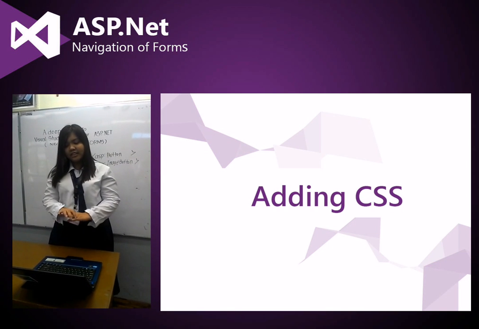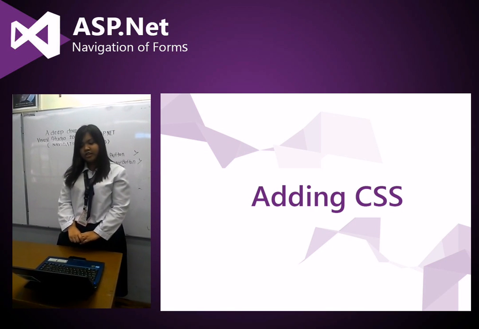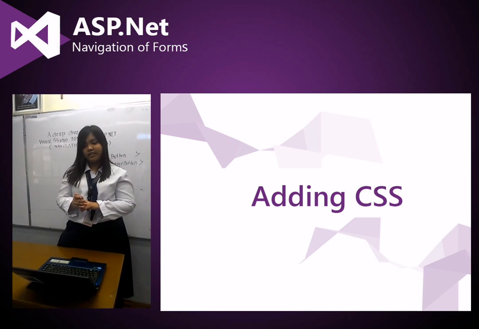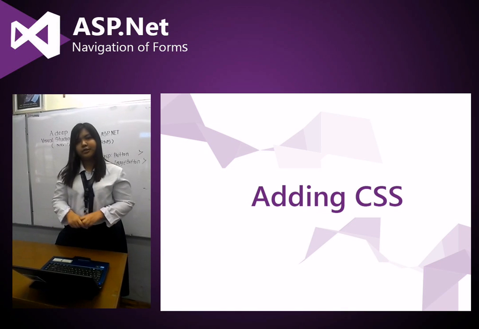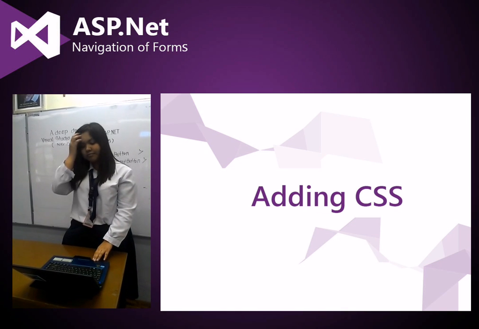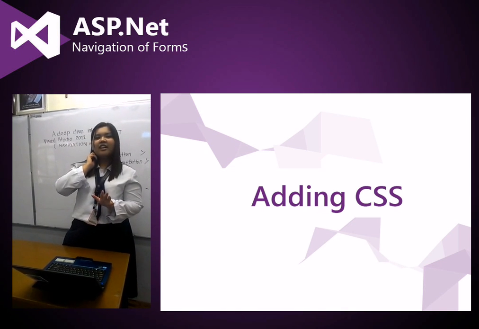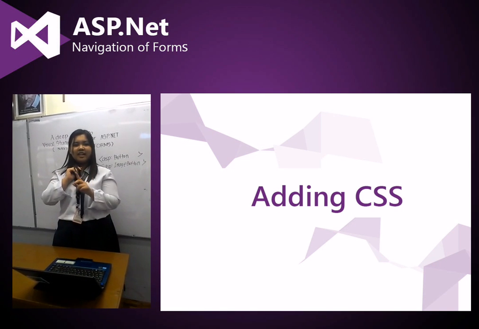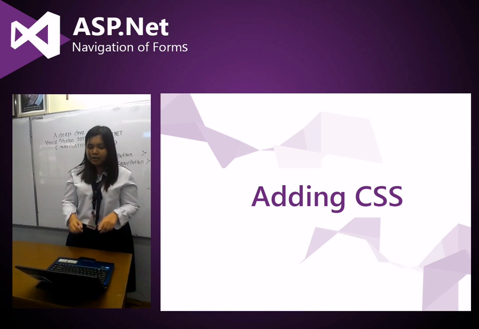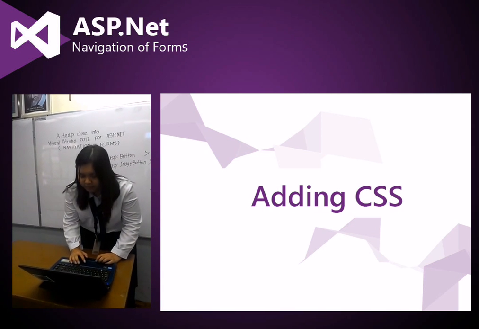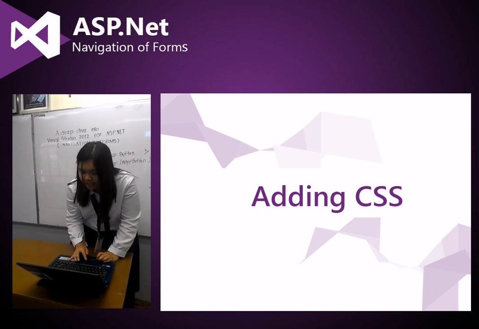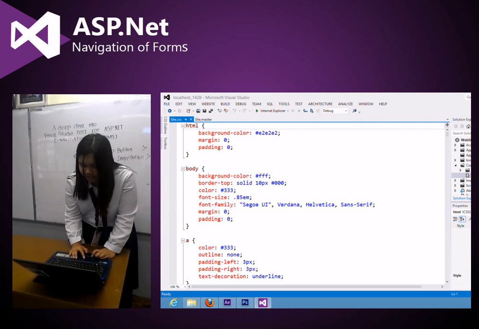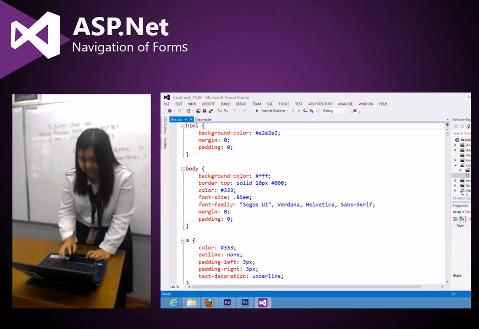In creating a CSS, there are two ways. You could use Notepad or directly use Visual Studio. If you're going to use Notepad, the extension name should be .css. And if you're going to directly use Visual Studio, right-click the styles folder, click Add, and click Style Sheet.